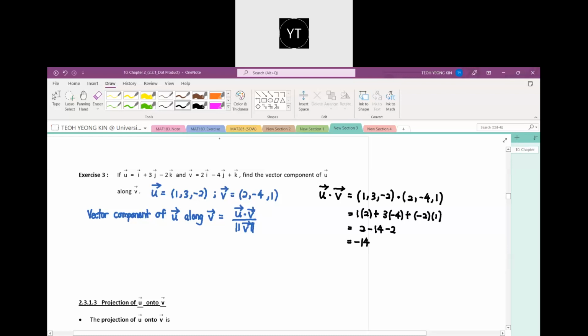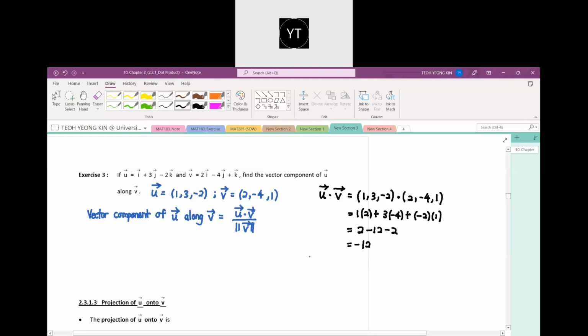Sorry, let me correct this part. 1 times 2 is 2. 3 times negative 4 is negative 12, minus 2. So here we have negative 12. This is the output for the dot product.